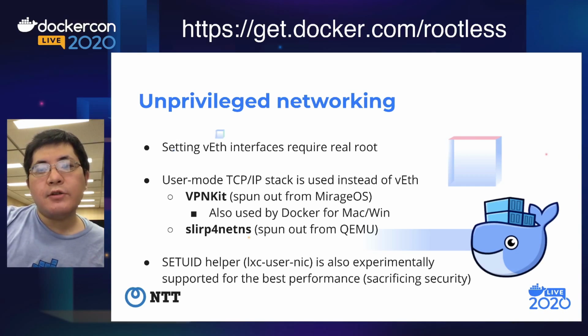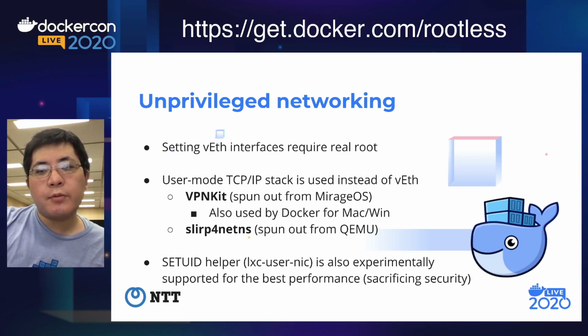For example, we can use VPNKit, which is spun out from MirageOS and is also used by Docker for Mac and Docker for Windows. We also support slirp4netns, which is spun out from QEMU. These stacks are slightly slow, but should be enough for most use cases.